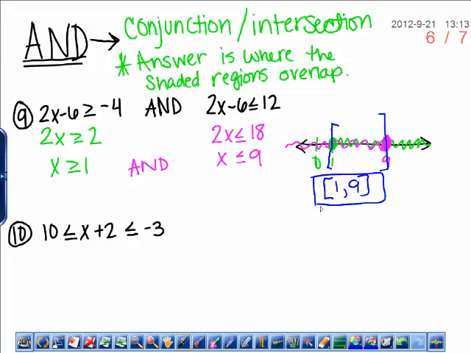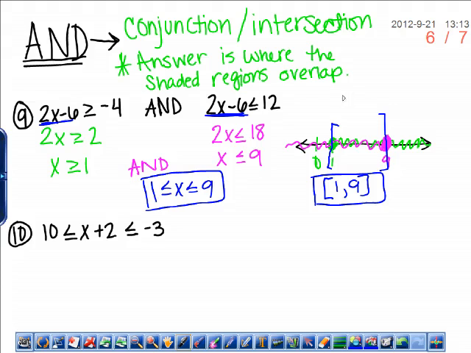As an inequality, how would I write this? 1 is less than or equal to x, which is less than or equal to 9. That's inequality. And the other one's interval. This one's an inequality. This one's an interval. Now, you might see it written like this, with the and. Or you might see it written as, notice that the 2x minus 6's are the same. Do you see that?